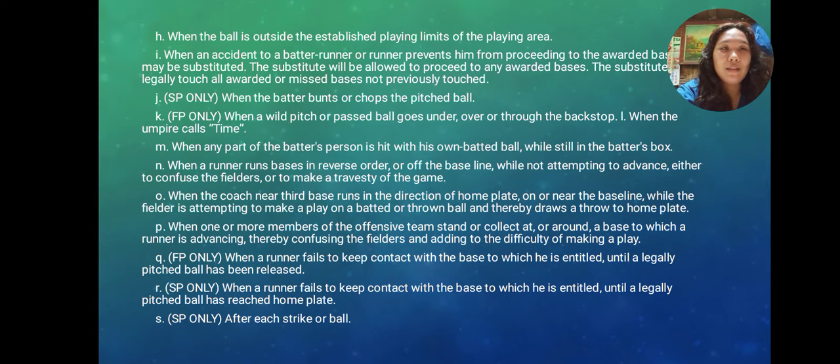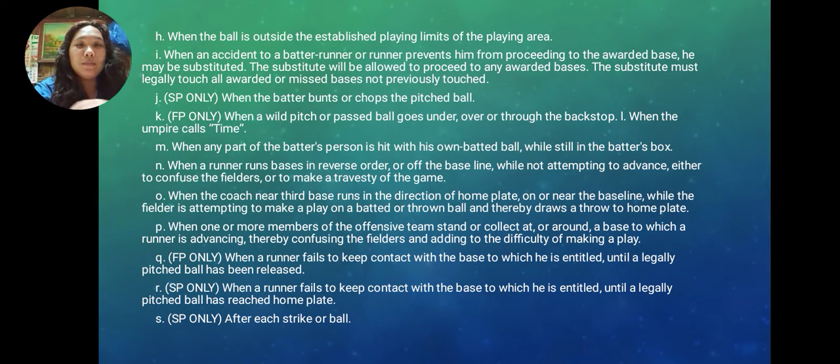So next, letter H, when the ball is outside the established playing limits of the playing area. For letter I, when an accident to a batter or runner prevents him from proceeding to the awarded base, he may be substituted. Then letter J, SP, when the batter bunts or chops the pitched ball.